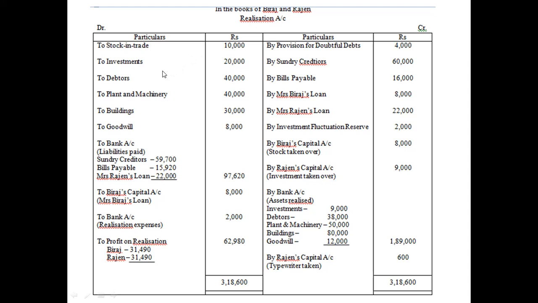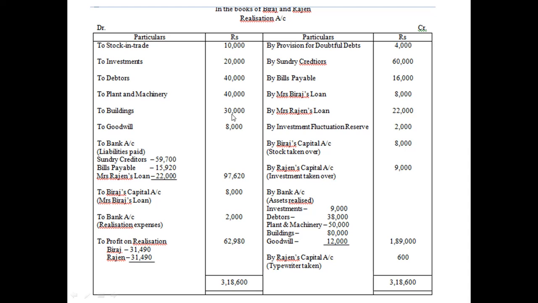Now we start with stock in trade. After that we write investments. After that we write debtors. For debtors we have a provision here, so let us write the provision towards the credit side of your realization account, 4,000.